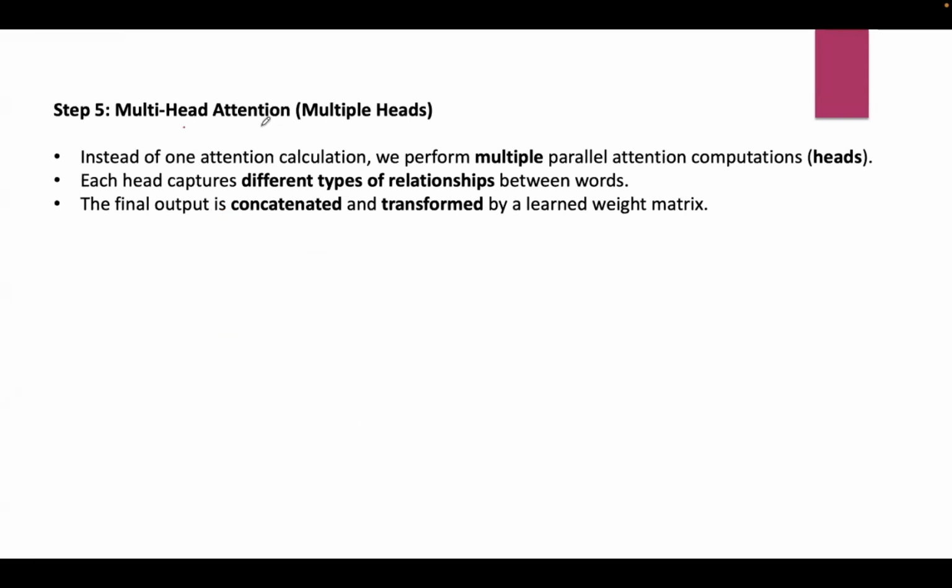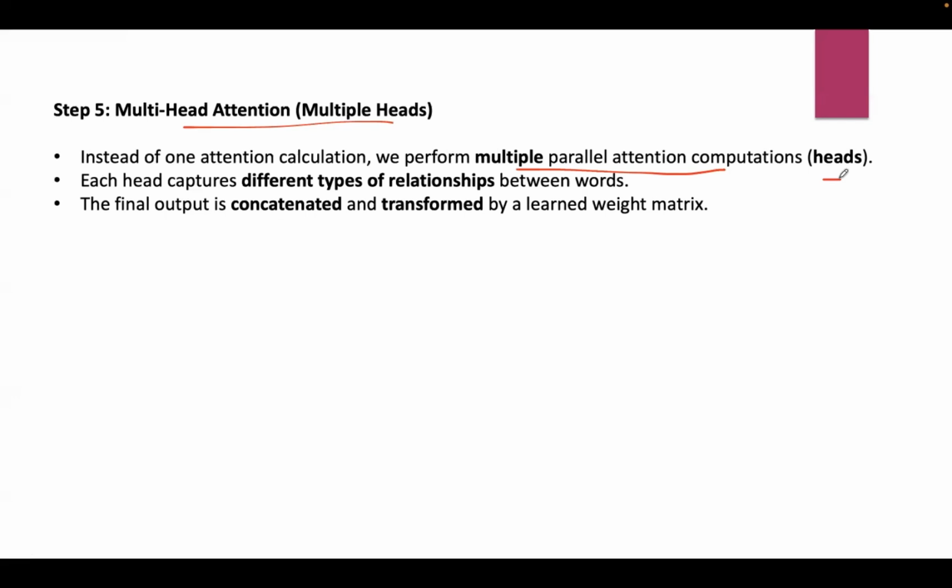Next step is multi-head attention, which is an advanced mechanism used in transformers that improves how the model processes relationships between words in a sequence. Instead of just relying on one attention mechanism, it uses multiple parallel attention computations, which are also called heads. Instead of using a single set of attention scores, multiple attention heads run in parallel. And each head learns to focus on different aspects of the input. What can be the aspects here? It can be syntax, semantics, or positional relationships of the input words.